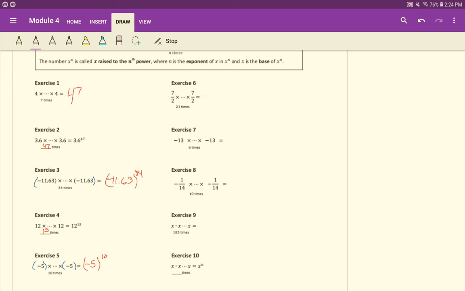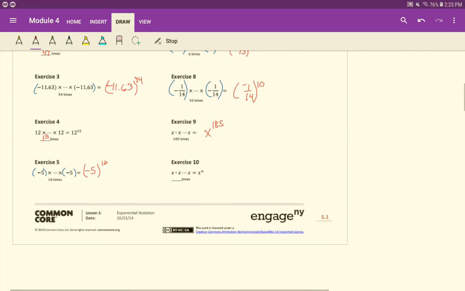Okay? Exercise 6, it should be 7 halves, and I'm going to put that in parentheses, to the 21st. Negative 13, sorry, should be in parentheses, and it's 6 times, so it'll be negative 13 to the 6th. And then parentheses around negative 114 to the 10th, because it's 10 times. x 185 times is x to the 185. And then this one right here, x to the n, so we're just going to say it's n times.